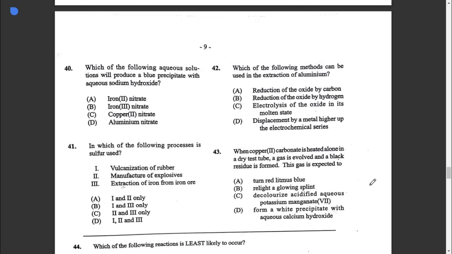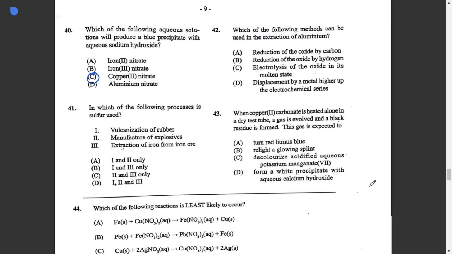40. Which of the following aqueous solutions will produce a blue precipitate with aqueous sodium hydroxide? All nitrates are soluble. Hence, we have that there, where we have the two solutions. However, we know that copper will form a blue color. This would be a double displacement reaction. And so you will form copper hydroxide and sodium nitrate, and the copper hydroxide will have the blue color, the blue precipitate that they are referring to, given that copper hydroxide is insoluble in water.